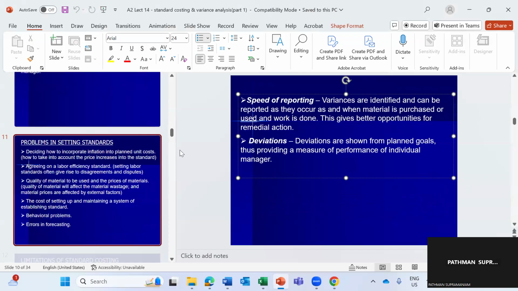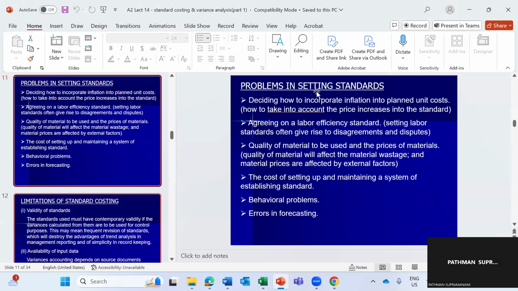Now there are also some problems in setting standards, because in an organization, when we set standards, some of the employees are going to resist. That means the standard set might be too high. So this will lead to behavioral problems, as in the employees do not want to cooperate. Also, in the process of setting standards, there could be some errors in forecasting.